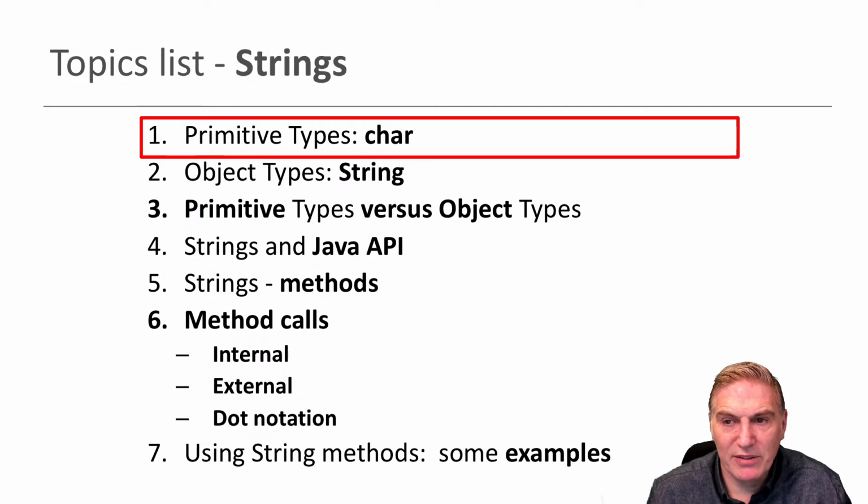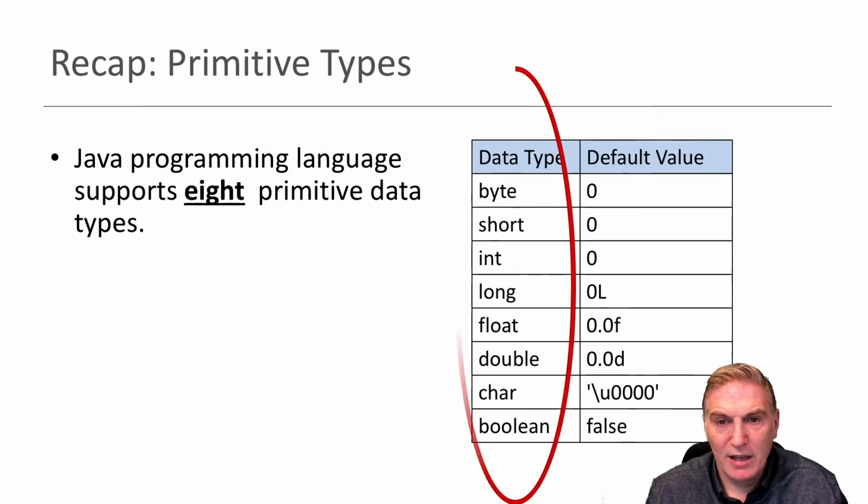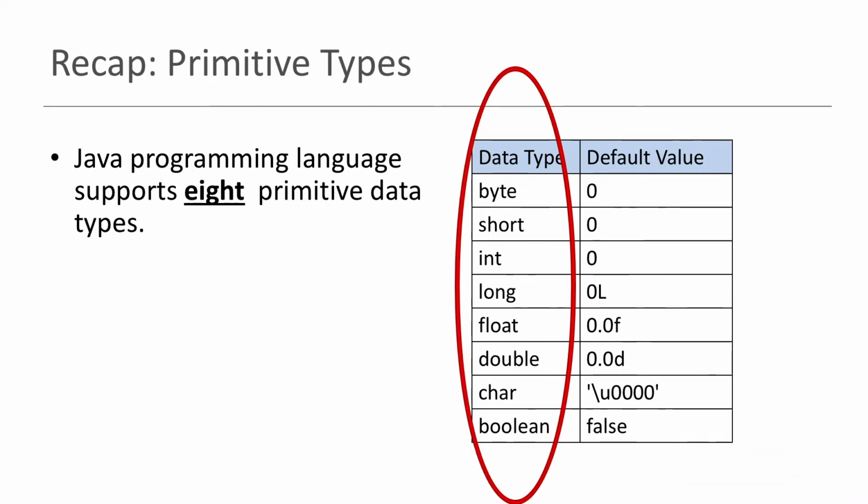So we're going to start with character. The Java programming language supports 8 primitive data types. These are byte, short, int, long, float, double, char, and boolean. We've seen all of these already. We've also seen the default values, and today we learned how putting in the correct default value might influence, for example, overloaded methods. You'll notice that the char one here looks a bit different to all the rest of them. Char and boolean look very different.